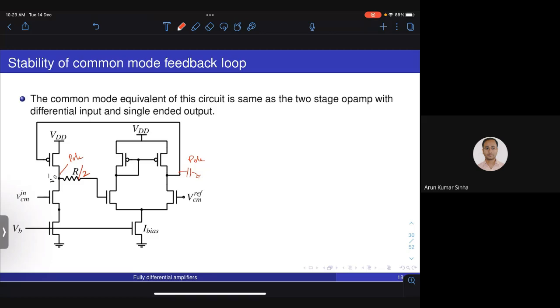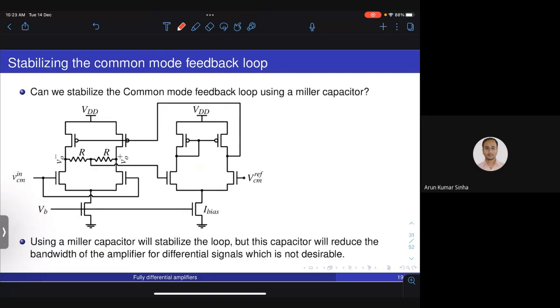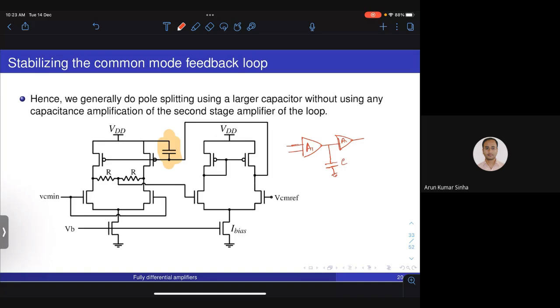The third is speed. We'll come to that later. Speed also we have discussed. We need to make sure that this feedback loop is stable by putting the compensation capacitor, so it's not much of a problem. The only issue that remains is that these two resistors will reduce the gain. So we need some smarter way of detecting the common mode. There are many ways of doing that. We will discuss that in the remaining part of this session. Is that okay?